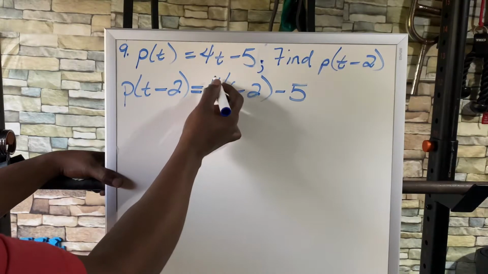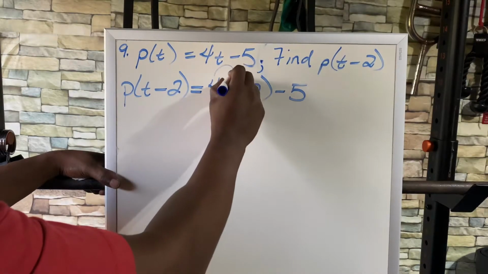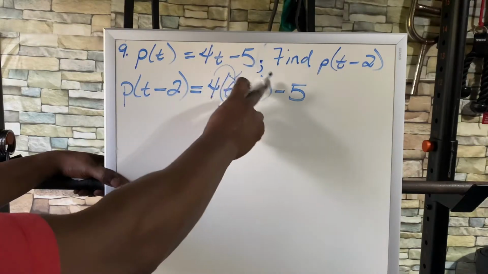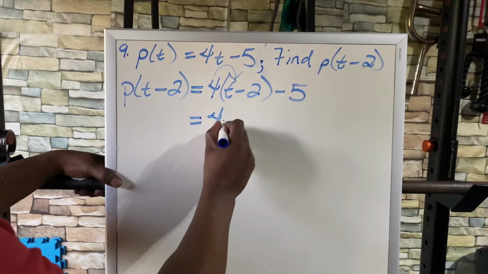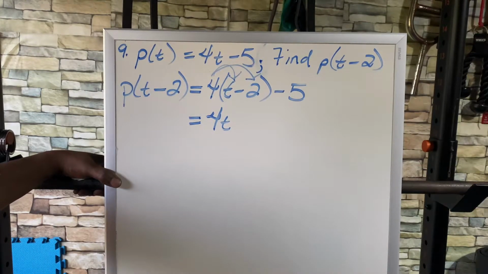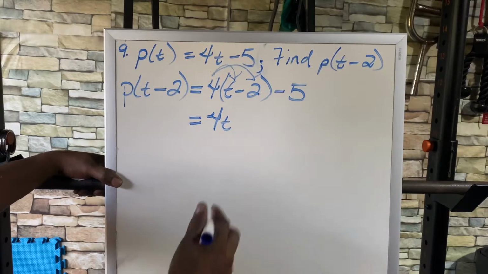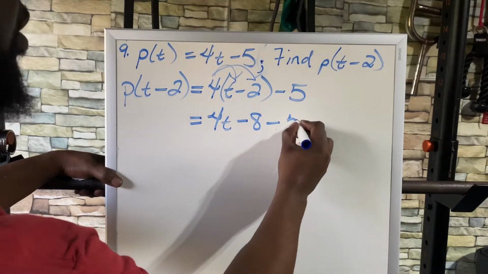We're going to start right here. We're not going to worry about this. Use the distributive property because we have a number on the outside of the parentheses. So 4 times t is 4t. 4 times negative 2, that's negative 2 because it says minus 2. So 4 times negative 2 is negative 8. We're going to bring down the minus 5.